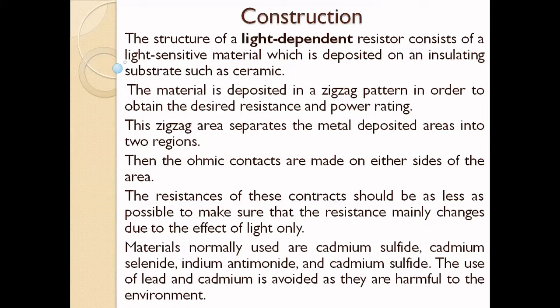Next, there are various types of semiconductors used. Normally silicon and germanium are used in diodes, which convert electrical energy into heat energy. But here we are using various other semiconductors like cadmium sulfide and cadmium selenide, materials used for the construction of LDR.